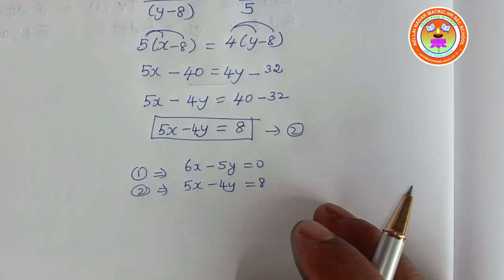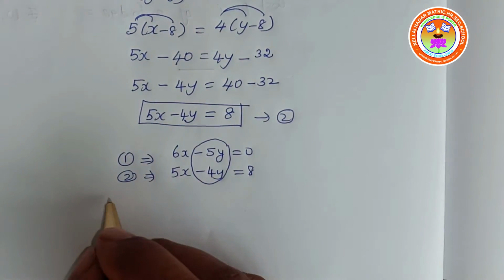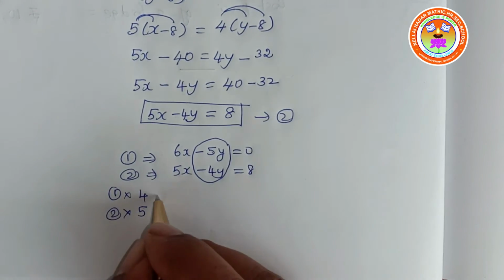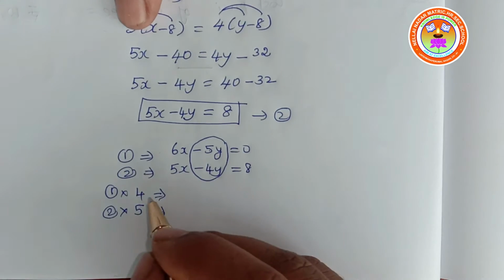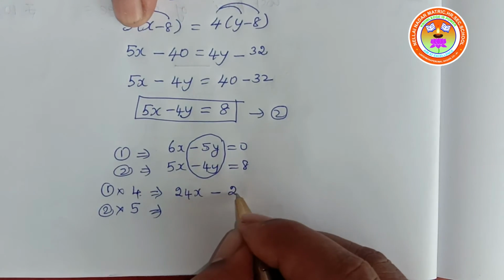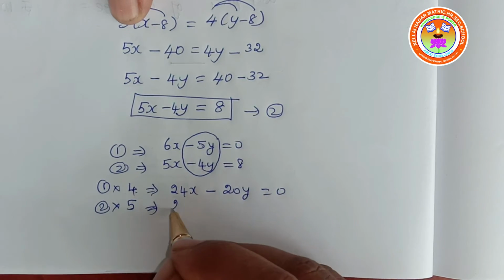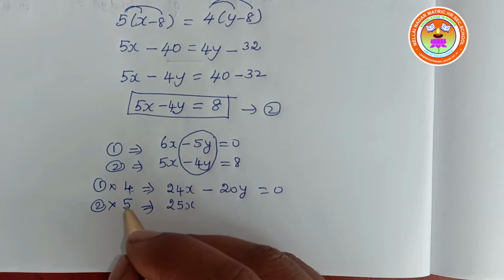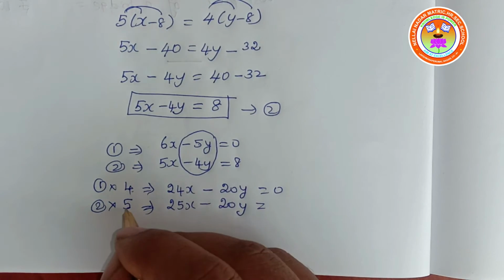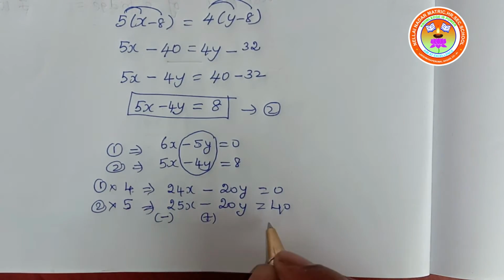See children, now I am going to eliminate y. To eliminate y, you cross multiply the first equation and the second equation: first equation with 4 and second equation with 5. 4 6s are 24x minus 4 5s are 20y, 4 into 0, 0. 5 into 5, 25x; 5 into 4 is 20, minus 20y equal to 5 8s are 40. Change the sign.